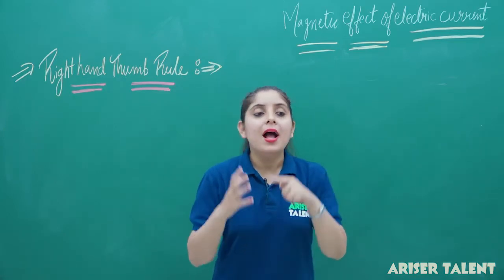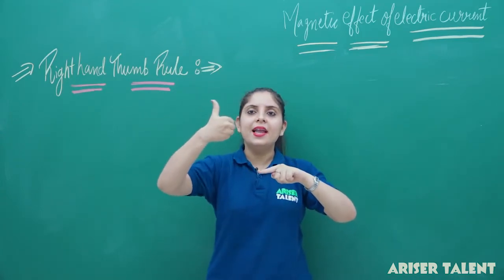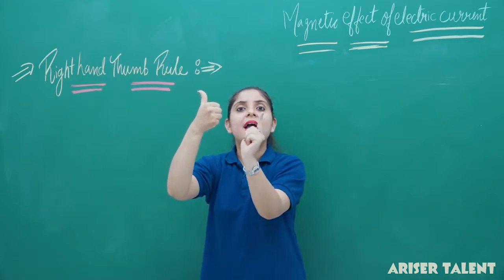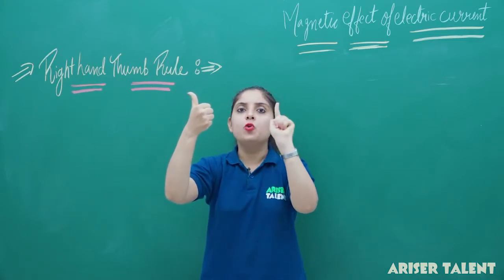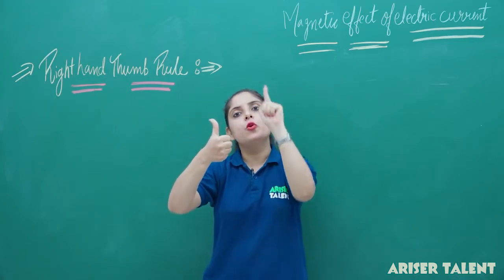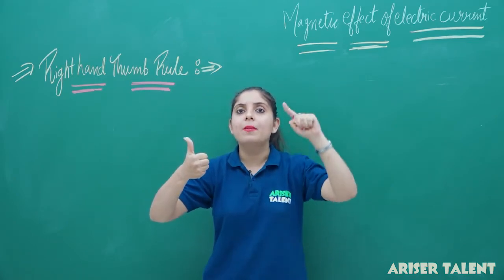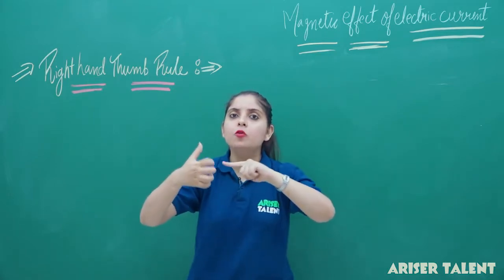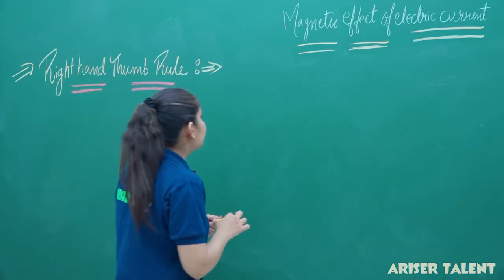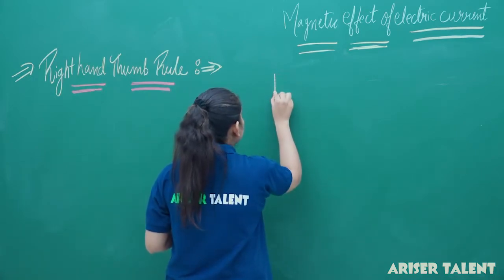So I have to take a conductor here, and I am holding the conductor like this with my right hand. Then the thumb is going to show you the direction of the current, and the curling of the fingers is going to show you the direction of the magnetic field. So this is how the right hand thumb rule works. So let's discuss how you will see the direction in this case. Firstly, due to a straight conductor, let us check the direction here.